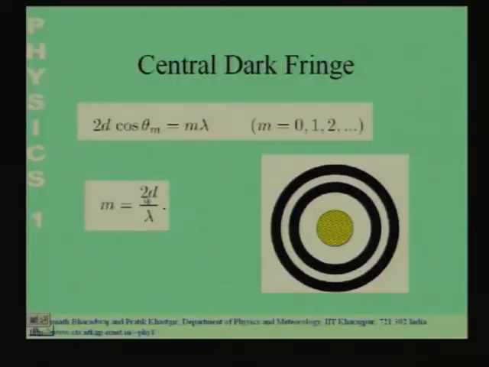What causes the two waves to cancel out under this condition is the extra phase of pi which is introduced because one wave undergoes internal reflection, the other one undergoes external reflection. So, this is the condition which has to be satisfied if you want a central dark fringe, and you can also calculate the order of the fringe. The order of the fringe m is 2d by lambda. So, the larger the separation between the two arm lengths, the higher the order of the central dark fringe.